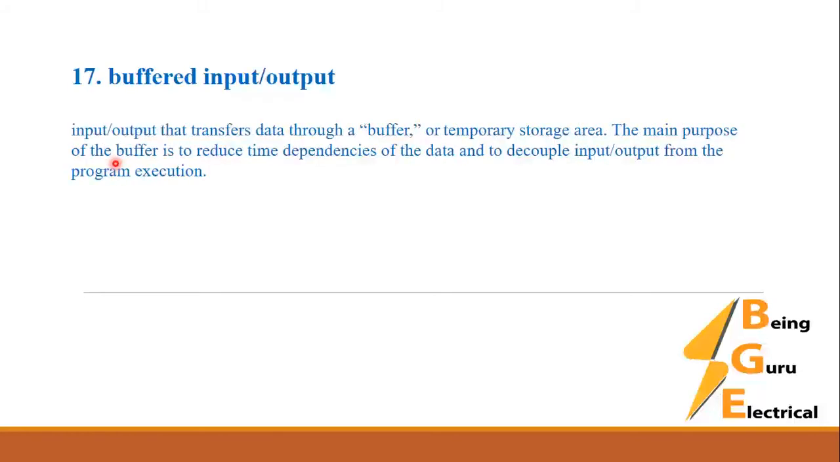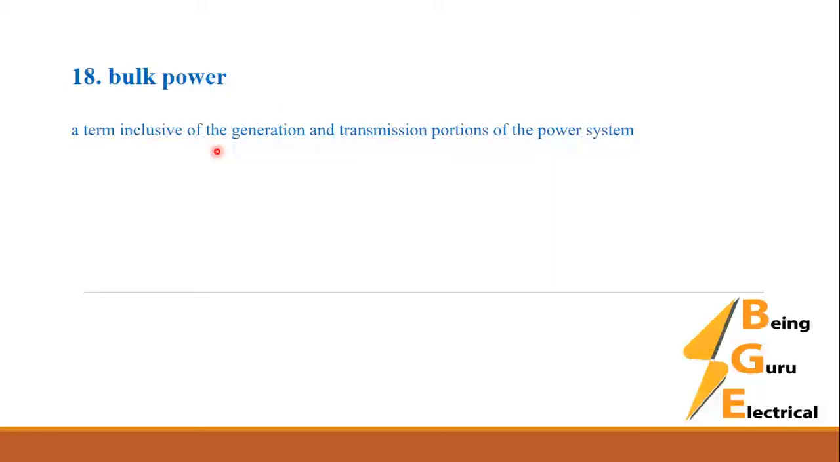Next we have buffered input output. The main purpose of the buffer is to reduce the time dependencies of the data and to decouple input and output from the program execution. So in programming we use a buffer to decouple both input and output, so they should not depend on each other.